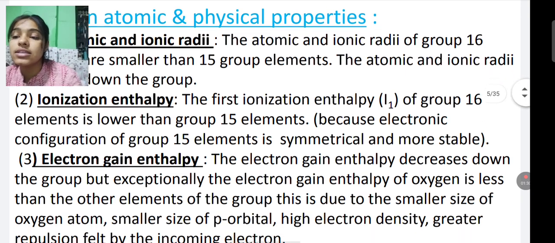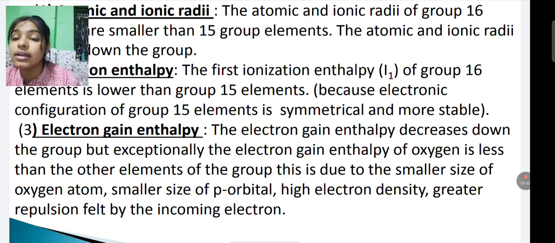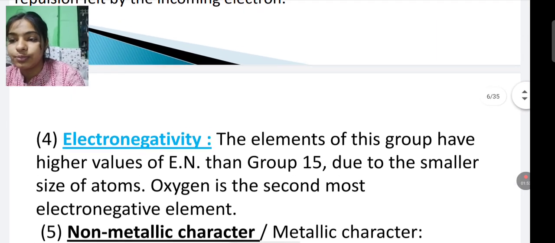Let's discuss electron gain enthalpy. The electron gain enthalpy decreases down the group, but exceptionally the electron gain enthalpy of oxygen is less than other elements of the group. This is due to the smaller size of oxygen, smaller size of p orbital, high electron density, greater repulsion felt by the incoming electron.